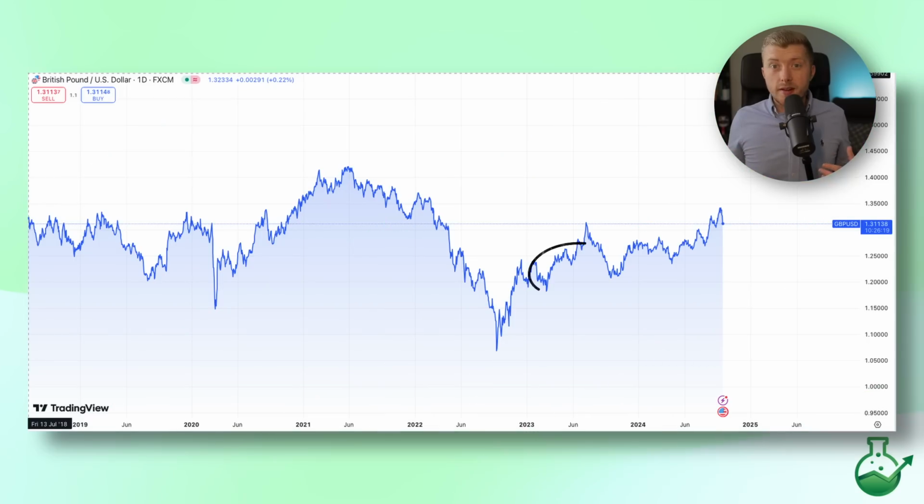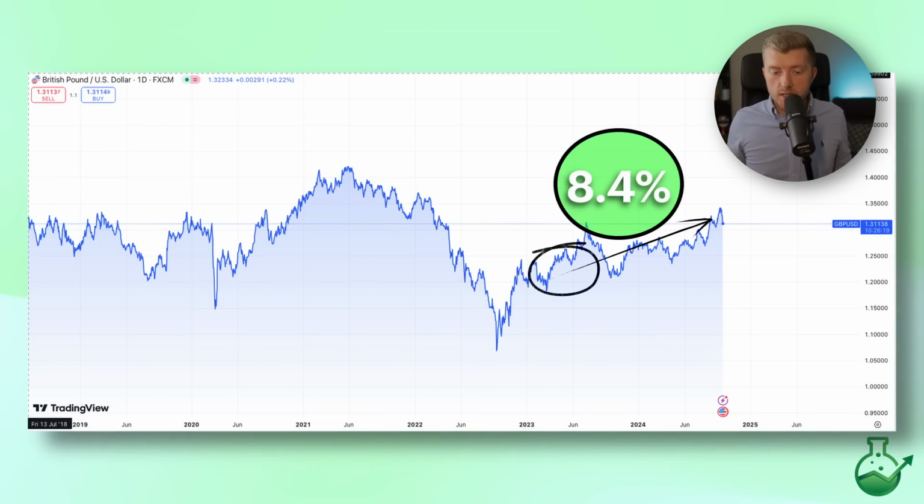But in most recent history, in the last 12 months, it's actually done quite the opposite. The Great British Pound has actually strengthened against the United States dollar to the tune of 8.4%, meaning as at most recent times, the FX rate impact on my investment portfolio has negatively affected the value of my portfolio and the investments that I've made to the tune of 8.4%.